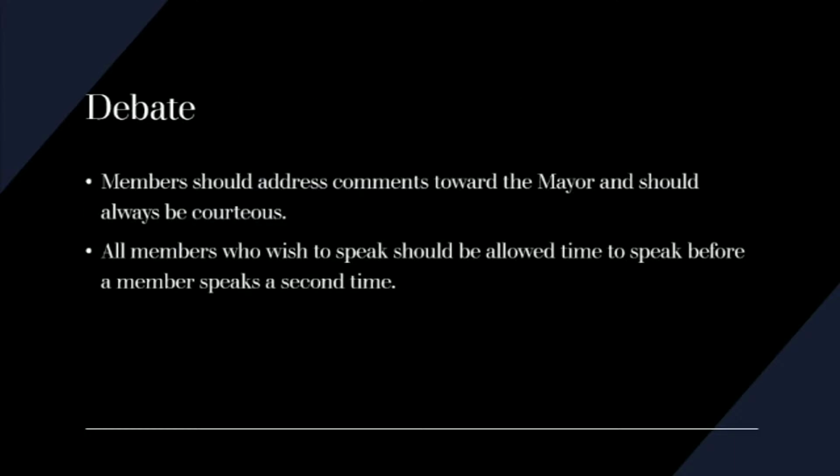Debate. Members should address everything towards the mayor and be courteous. All members who wish to speak should be allowed time to speak before a member speaks for a second time. And that's, again, the chair. You raise your hands, the mayor makes sure everybody speaks. Okay, we'll allow for a second round of questions, or he can call the question. It's up to him.